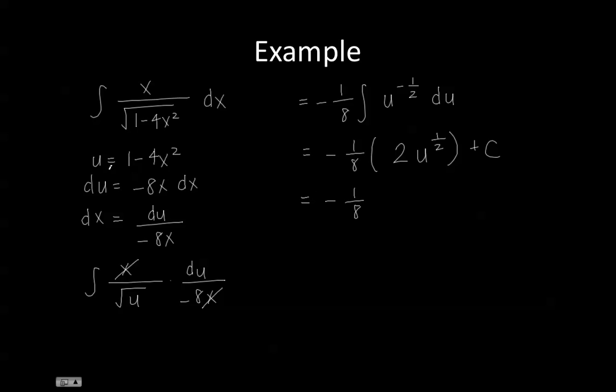So when we substitute our u back in, we get negative 1/8 times 2 times 1 minus 4x squared to the power of 1/2 plus c. We can simplify this a little bit more, and we're left with negative 1/4 square root of 1 minus 4x squared plus c. And that should be our final answer.